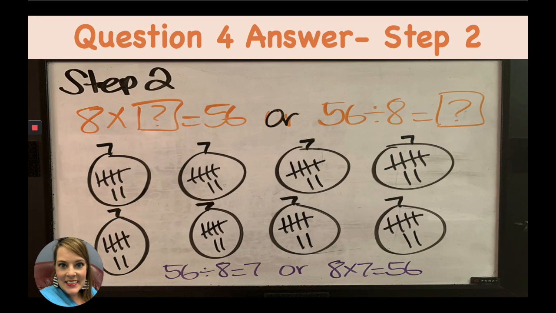How is this problem different from the times as many problems you've been solving? In this problem, division is used to find the answer. The answer is not the product, but it is the missing factor. And so you'll see 56 divided by 8 equals 7, or 8 times 7 equals 56.